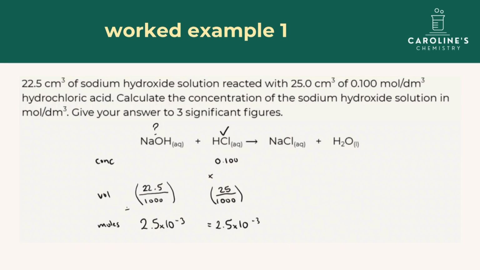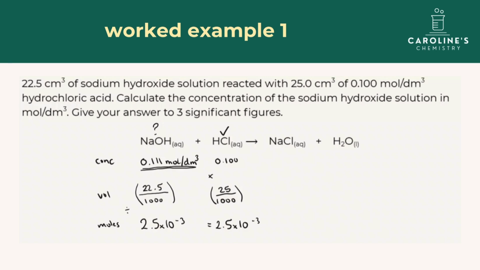In order to go up the column, then we do the moles divided by the volume. We're going up. So I do 2.5 times 10 to the minus 3 divided by 22.5 over 1,000. Once we put that into our calculator, we get a concentration of 0.111, and that's the 3 significant figures like the question is asking us for. And then finally, don't forget units for your final answer.